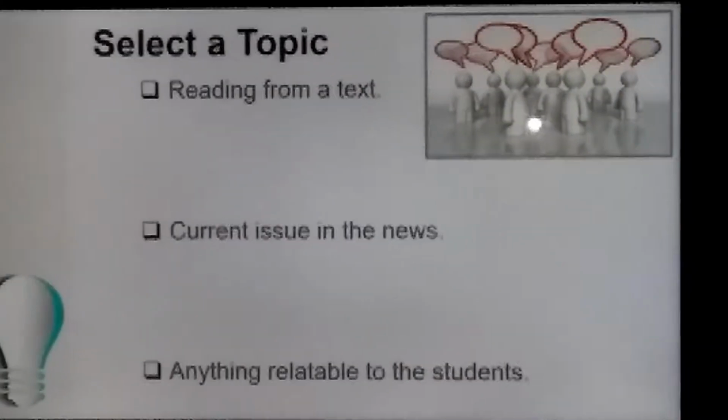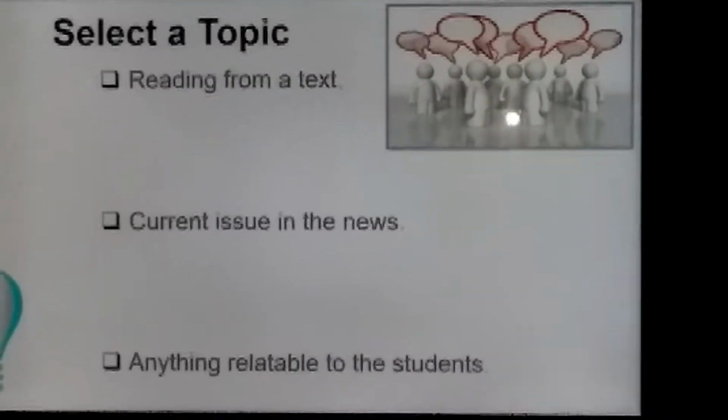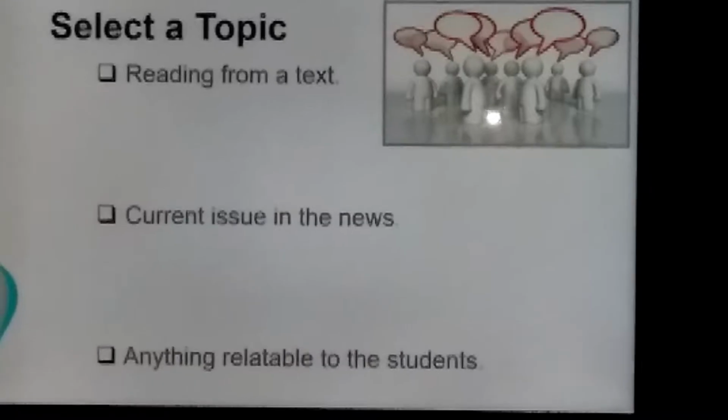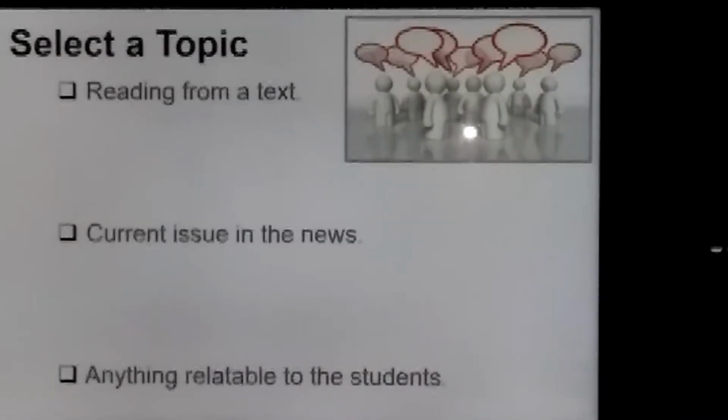So let's go through the steps, and I will tell how a version that I would use of the silent discussion method. Step 1, select a topic. The topic could come from any source. It could be coming from the reading of a text. So perhaps it's directly from the main piece of literature, such as a novel or a short story.